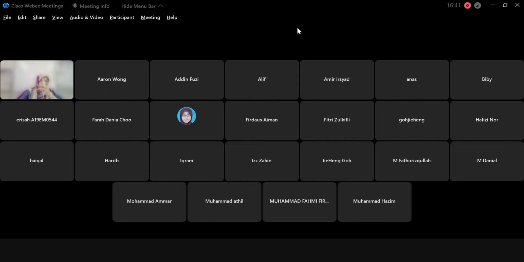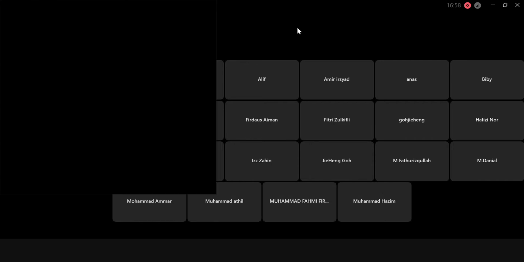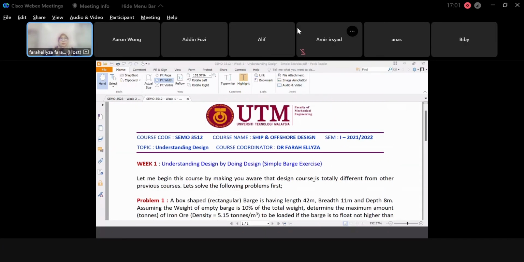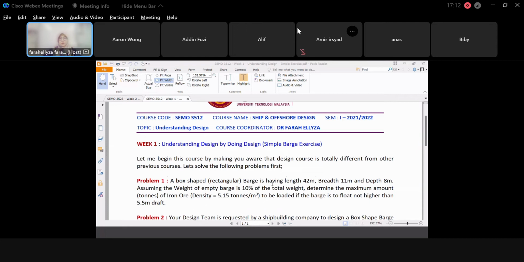Okay, so before we really go into our next project on hull form development, please pay attention, those from SKMO. I would like to introduce you to what ship design actually is. This is basically a simple exercise to understand design. This is actually from SEMO3512, but I think I should at least give some introduction so that you can understand what design is.